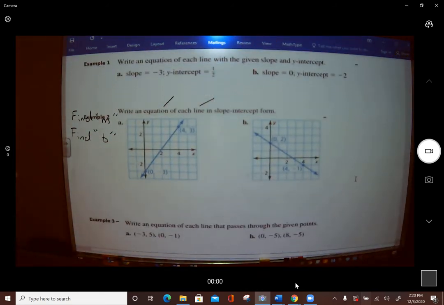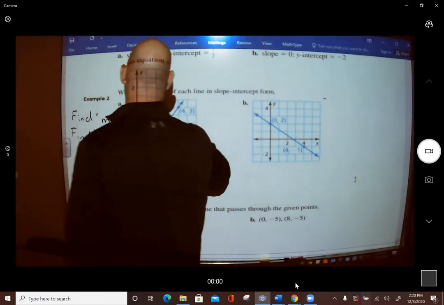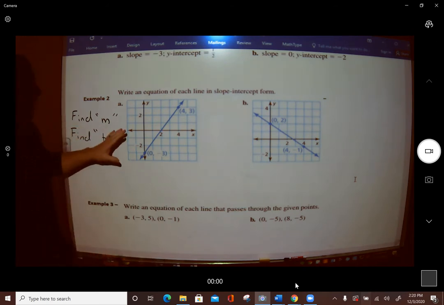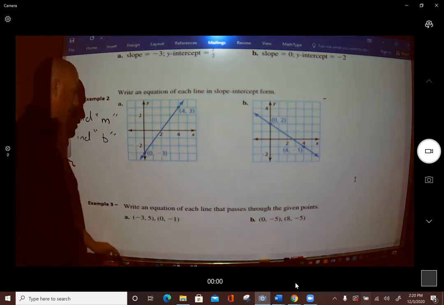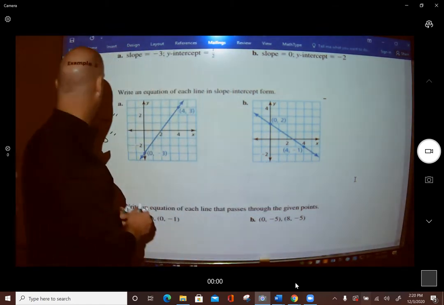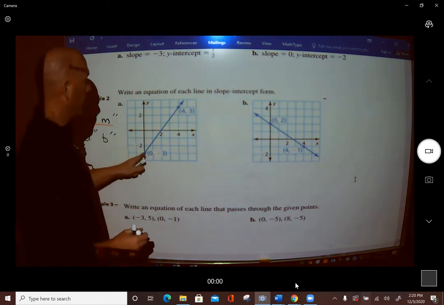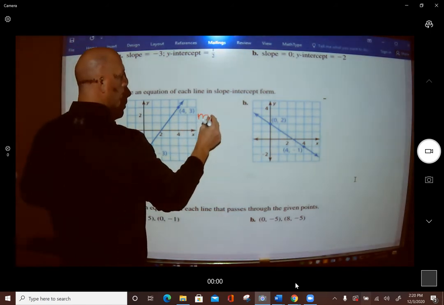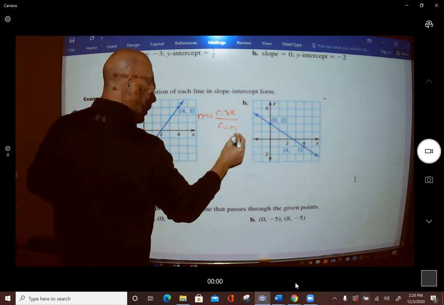So now, if they give you the information graphically, nothing changes. First, you find your slope, then you find your y-intercept. But if you're looking graphically to find slope, you have to remember how to find slope. So I'll do this in red. We're going to find m. Remember, you just find 2 lattice points and you count your rise over your run.